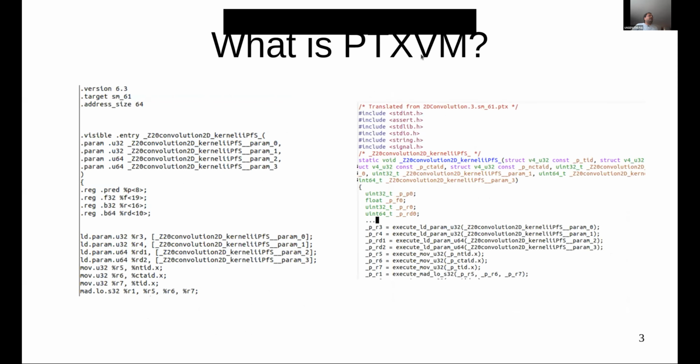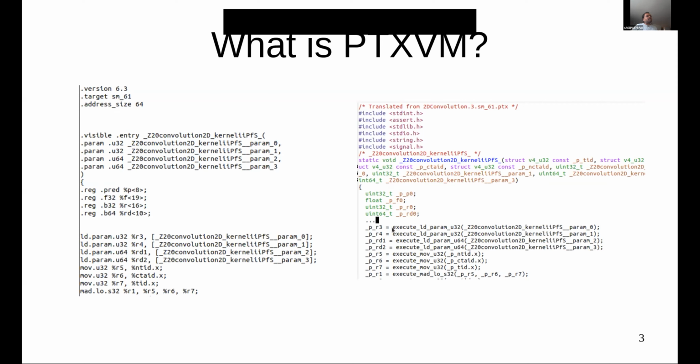So PTX VM is essentially a translator at this point in time. And in this slide, I show you two figures. The figure on my left is PTX, which, as you would expect, is a virtual ISA, something like assembly language. What you see over here is a function taken from PolyBench, which is convolution 2D. And you see its code over here using, for example, virtual registers and so on and so forth.